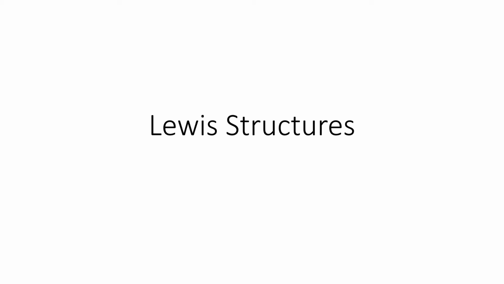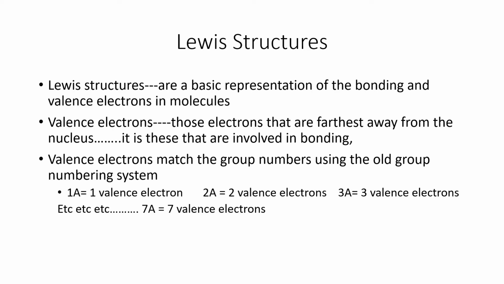In this video, we'll be looking at how to properly draw Lewis structures for molecules. And the reason why Lewis structures are so important is they end up giving us a basic representation of the bonding and the valence electrons in our molecules. This is the very start of our unit on bonding, and the first way to represent that bonding in a molecule, what's holding all the atoms together, is with Lewis structures.